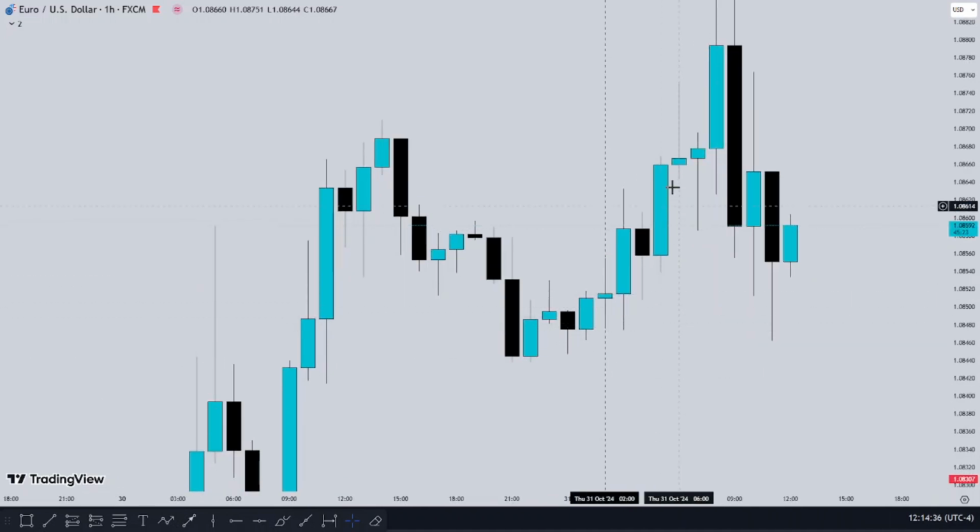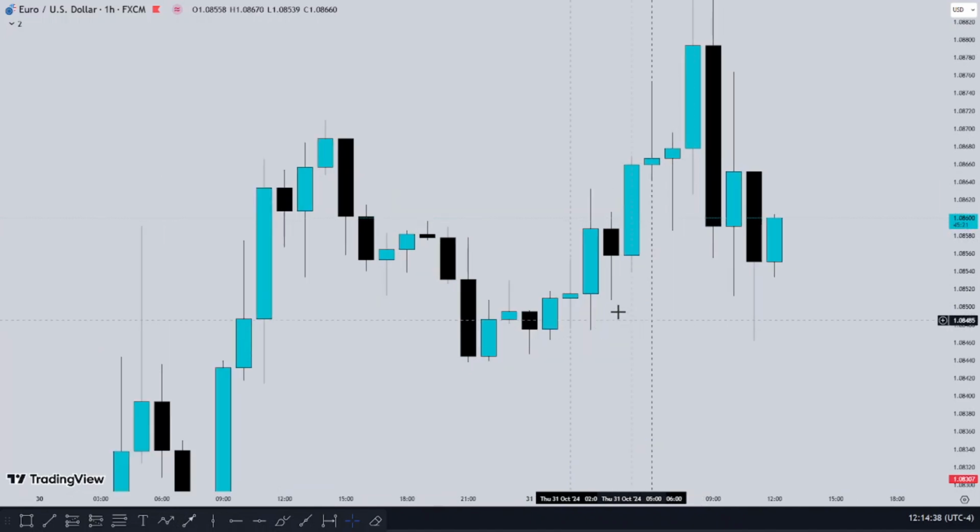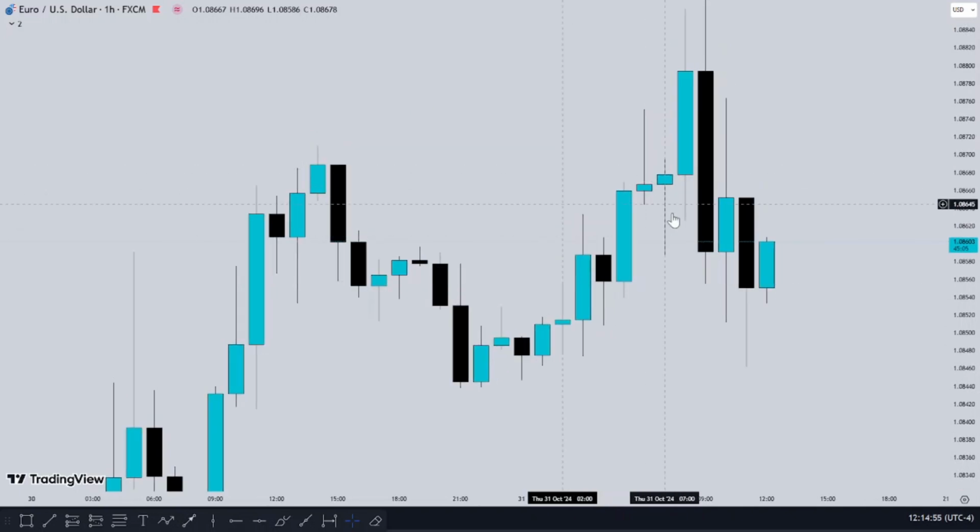From the 2 a.m. to the 6 a.m. you can see that price traded higher, left the fair value gap. You are looking for a retracement to that fair value gap. If I'm to remove this, here's the 6 a.m. candle. Here's a fair value gap. You are looking for a retracement to that fair value gap.